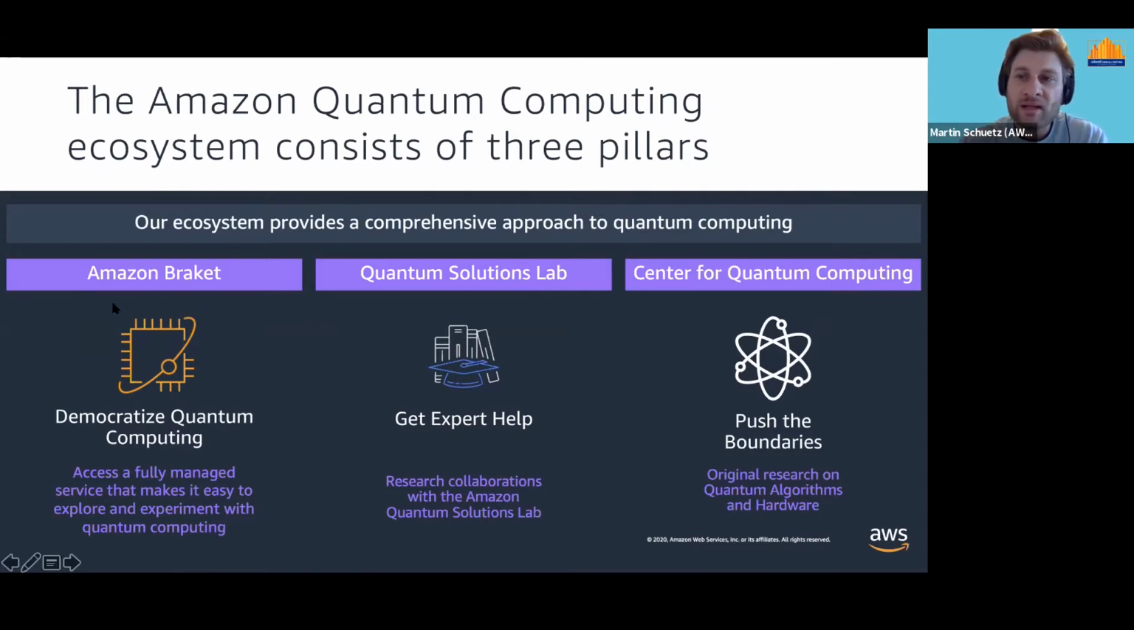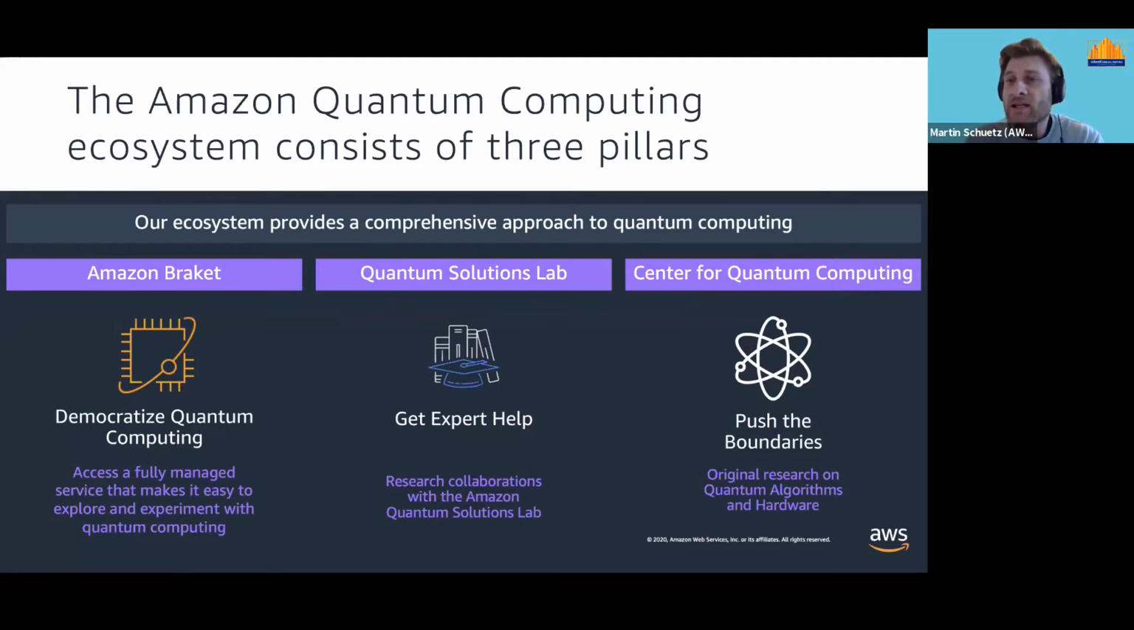First and foremost, we have launched Amazon Braket, basically with the goal to democratize quantum computing, really to take this technology out of the ivory towers at some universities and institutes, and put it into the hands of our customers, all within one unified framework. All fully integrated into AWS.